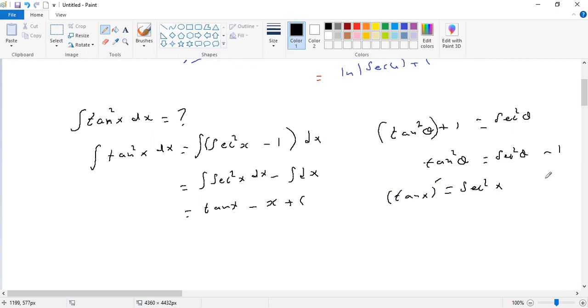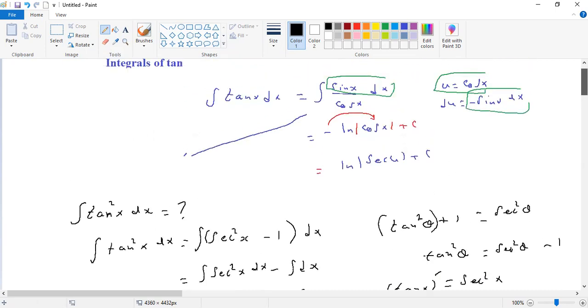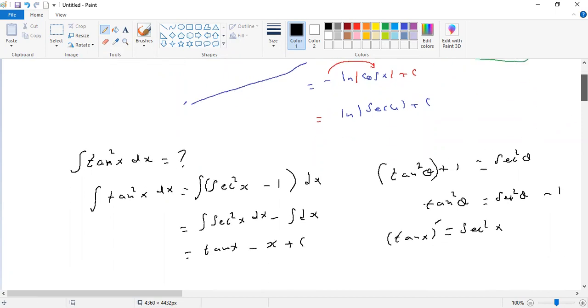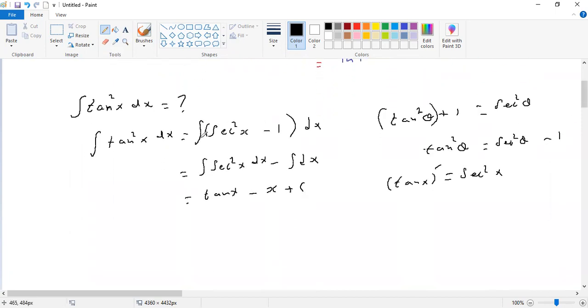So this is the integral. Now we explained first that the integral of tan is ln secant x, and the second one is the integral of tan squared. This is an even power with only tan, so I use the identity 1 plus tan squared equals secant squared. That means tan squared is equal to secant squared minus 1. So the integral of secant squared is tan, and the integral of 1 dx is equal to x.